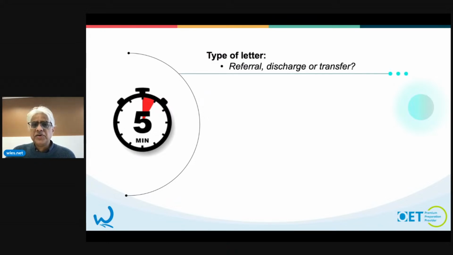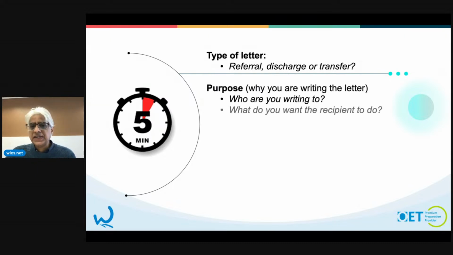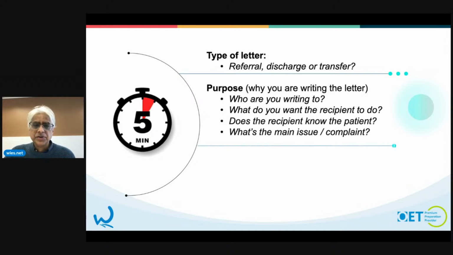As I mentioned before, one of the first things you're going to have to work out is whether you are writing a letter of referral, discharge, or transfer. So make sure you know what you're writing. And this is really crucial, guys: the purpose. You really need to understand why you're writing the letter. If you don't get the purpose correct, your letter probably won't be relevant, and that could really cost you. So you must understand why you're writing the letter.